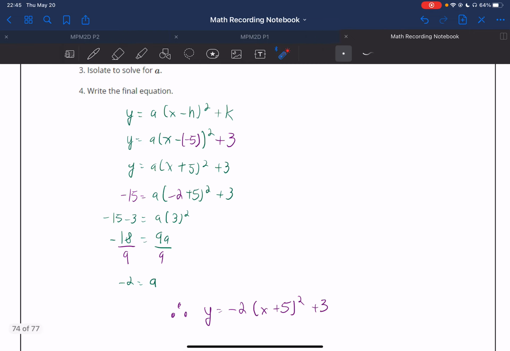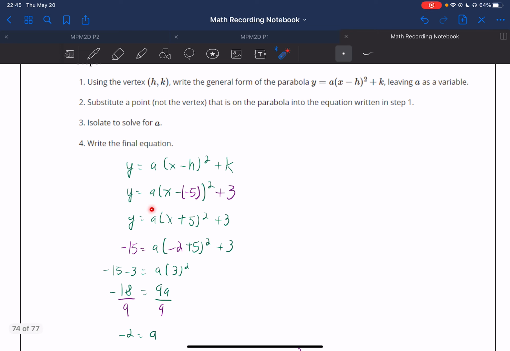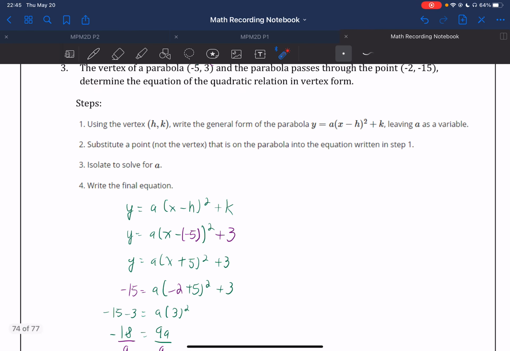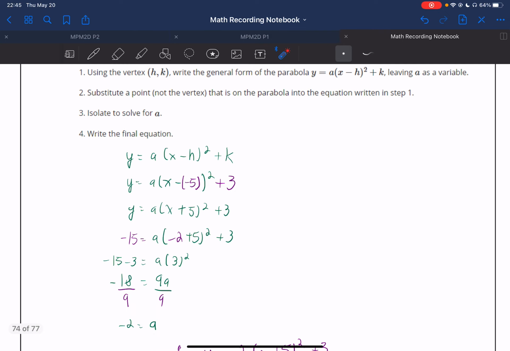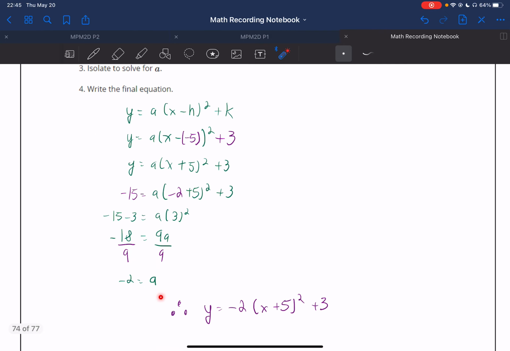So we started by putting in the vertex into the formula, collected it. Then we took our other point so we could find out what a equals. We solved for a. And then we brought it all together in the final point. So that is our true answer here.